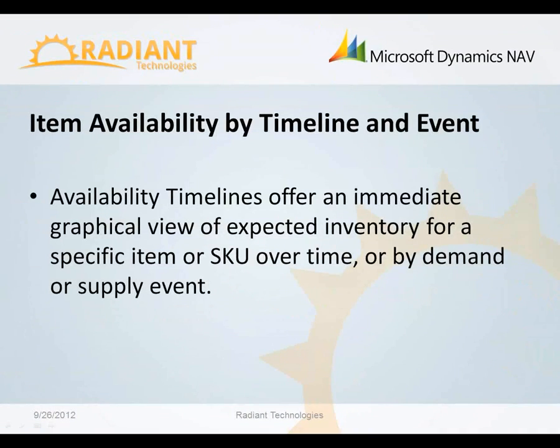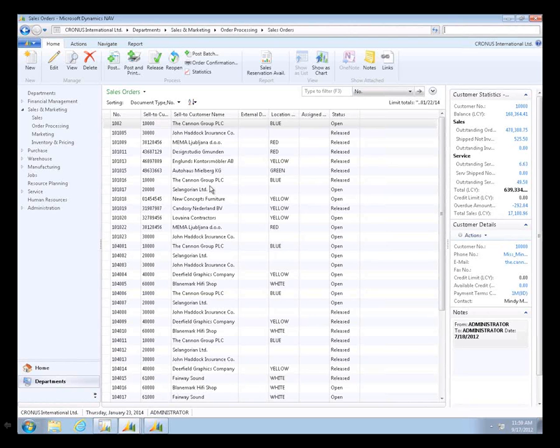Item availability by timeline and event. So we're starting to get into some of the new graphical views. That's one thing that I've noticed the last couple of versions of NAV have done, and the RTC has opened up to us: the ability to look at reports and on-screen things in a graphical format and actually be interactive with them.